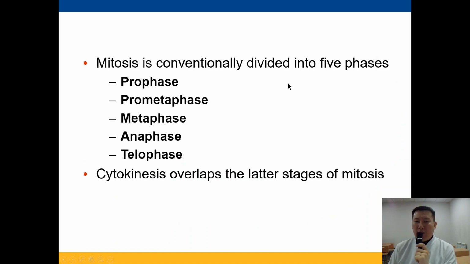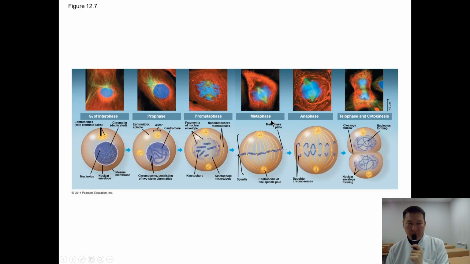Mitosis is conventionally divided into 5 phases: prophase, prometaphase, metaphase, anaphase, and telophase. Cytokinesis overlaps the latter stage of mitosis. Here on this slide you can see all these phases, including G2 of interphase. In the top part you can see real diagrams of these phases. In the bottom figures you can see a schematic illustration.